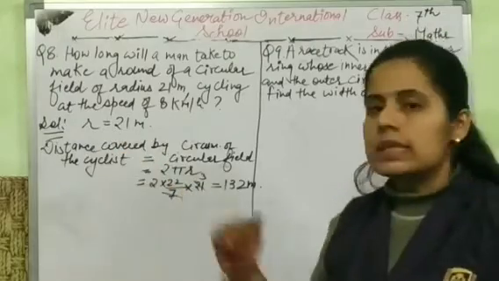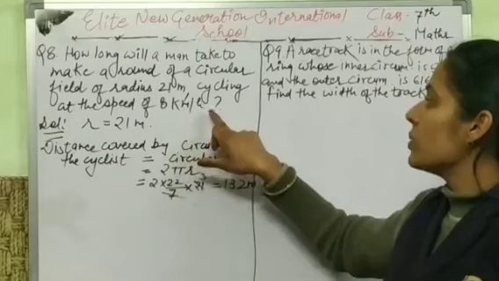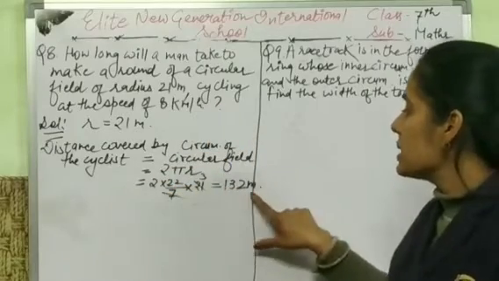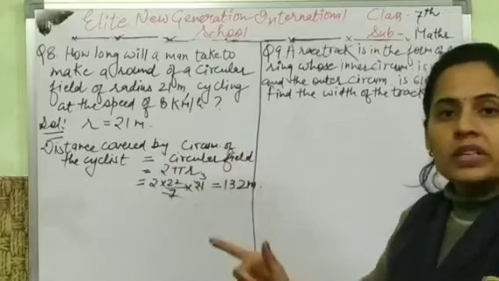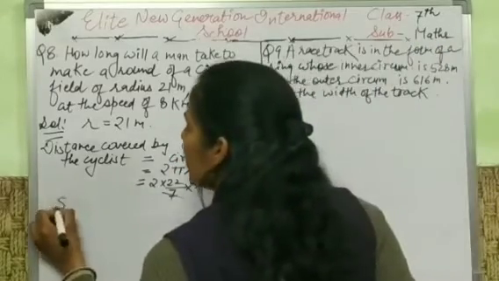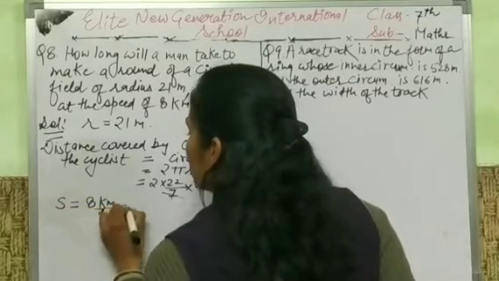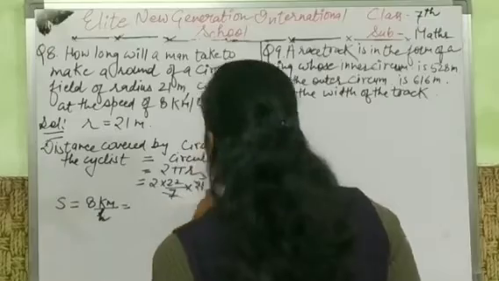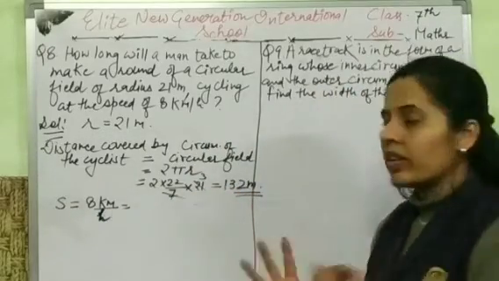Okay. This one is the distance covered by the cyclist. So this is the distance here. Now we also have the speed. His speed is 8 km per hour. But here you can see distance is given in meters. So we have to first convert this kilometer into meter, as well as hour into seconds. Okay. So here speed is equal to 8 km per hour.